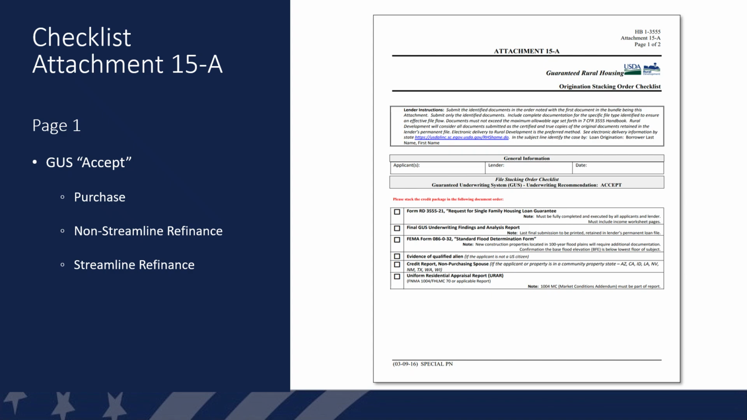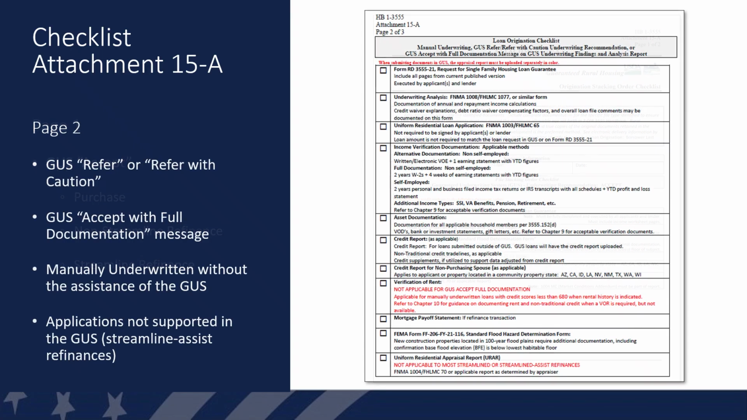The Standard Flood Determination Form, Mortgage Payoff Statement, if it's a refinance transaction, Credit Report for non-purchasing spouse, if the property is located in a community property state, and lastly, the Appraisal Report. This document must be uploaded separately into the GUS and must include color photographs. That's it. Just be sure to double check your GUS findings report and make sure the loan wasn't randomly selected for a full documentation review.